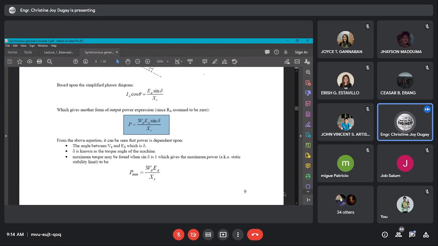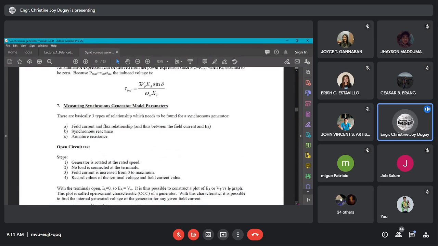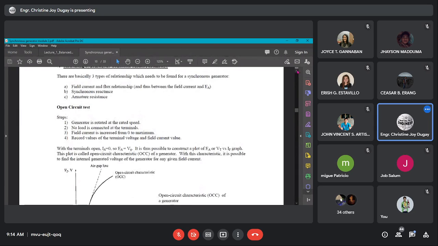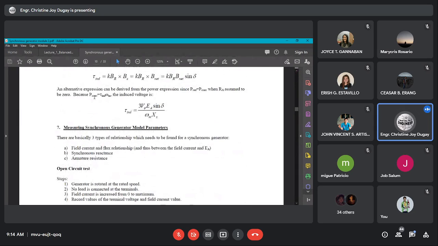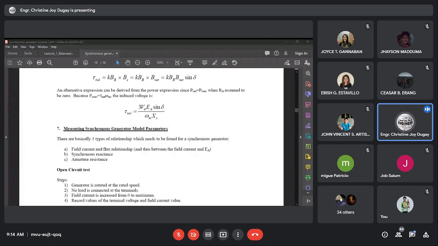Ayan, so kokopyahin nyo lang po yan, and then substitute nyo sa equation po natin. Sa equation po natin, papalitan nyo lang yan ng P converted. So makukuha nyo na yung T induced, which is 3 V phase E_A sine of sigma over omega times X_S. Doon po siya na-derive. Any questions, clarifications? May tanong po ba? Any questions po?